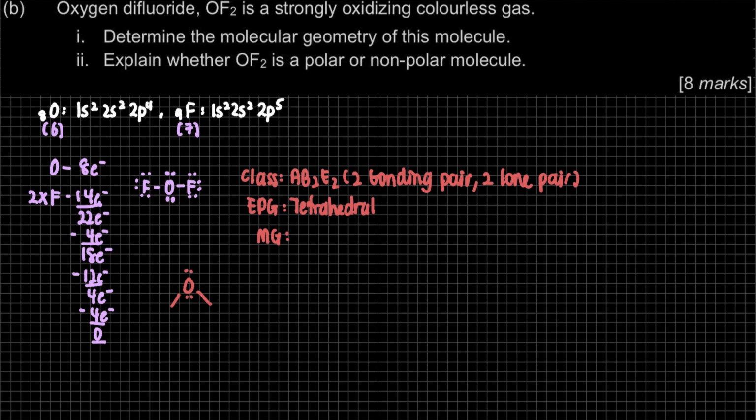Okay, so in this case, don't forget it is bonded to fluorine with the lone pair as well. So what's the name of the shape? The shape is bent or V shape. For the molecular geometry, it's fine if you only answer one. Bent is okay, V shape is also okay. If you want to write down both, it's fine. It's the same thing.